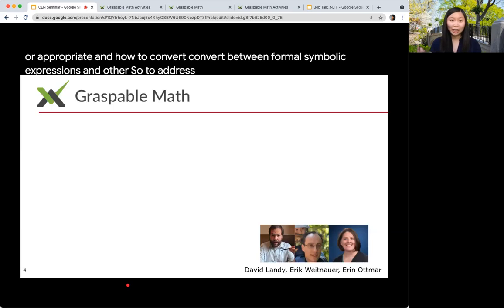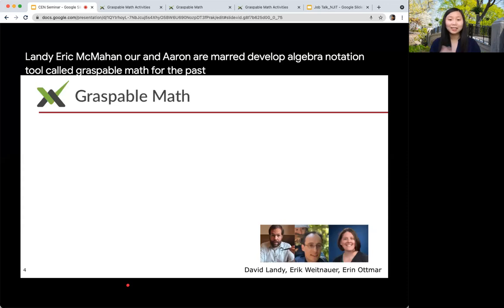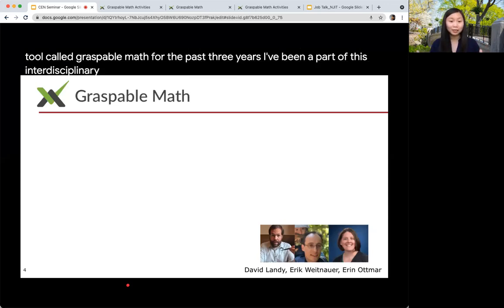To address these challenges, my colleagues David Landy, Eric Weitnauer, and Aaron Armar developed an algebra notation tool called Graspable Math. For the past 3 years, I've been a part of this interdisciplinary team at WPI to further develop Graspable Math. So what does Graspable Math do?